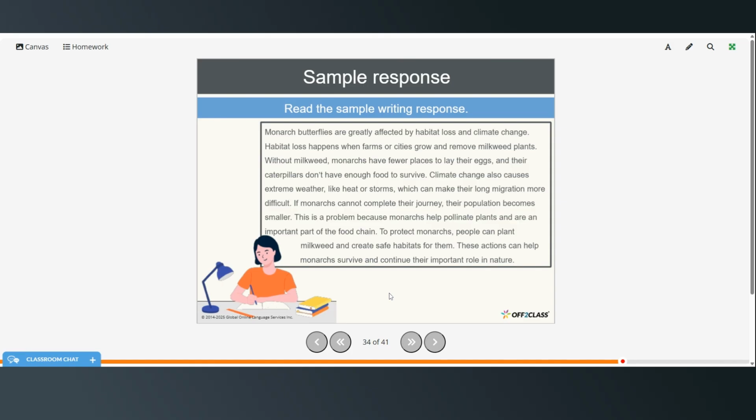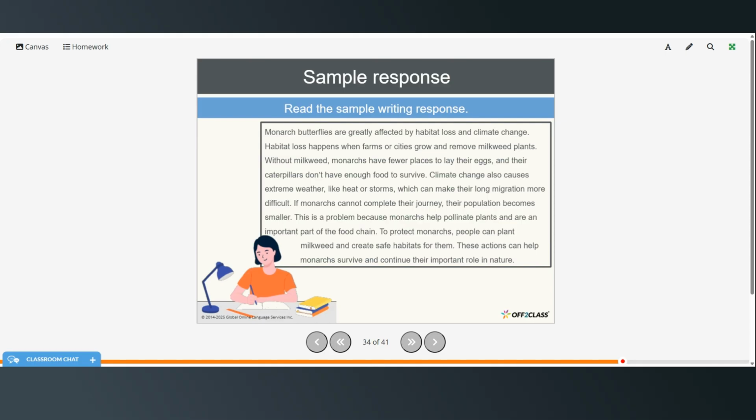Monarch butterflies are greatly affected by habitat loss and climate change. Habitat loss happens when farms or cities grow and remove milkweed plants. Without milkweed, monarchs have fewer places to lay their eggs, and their caterpillars don't have enough food to survive.